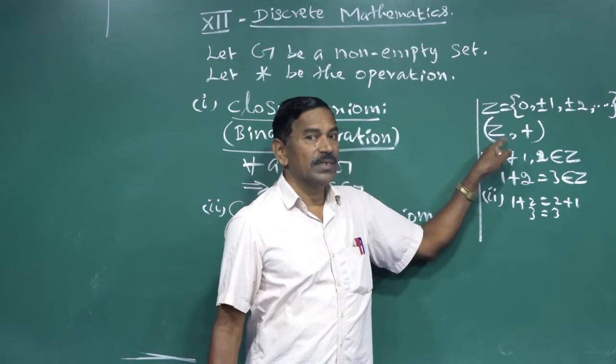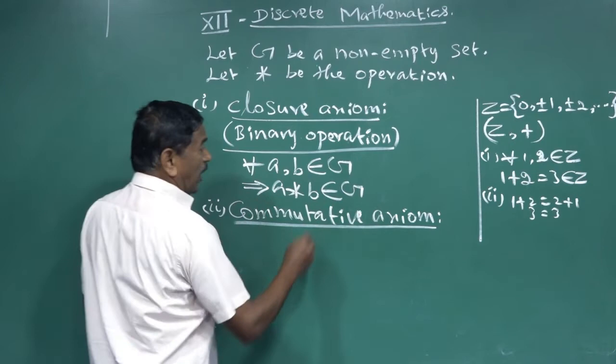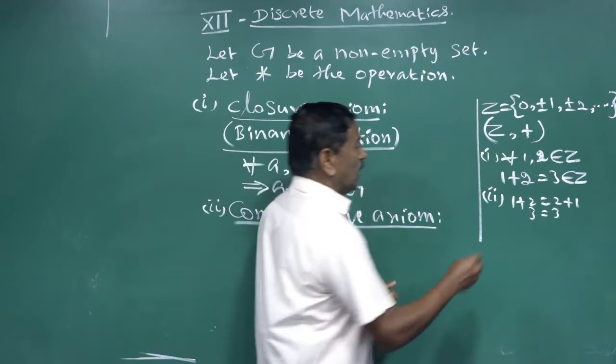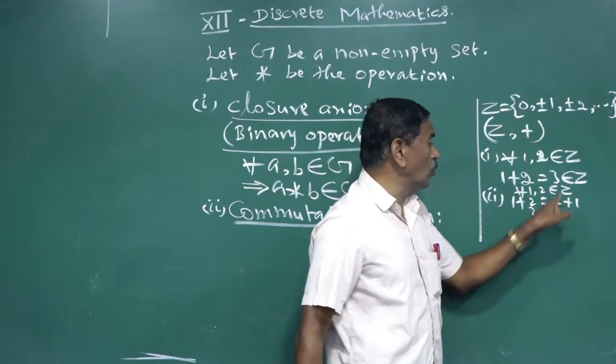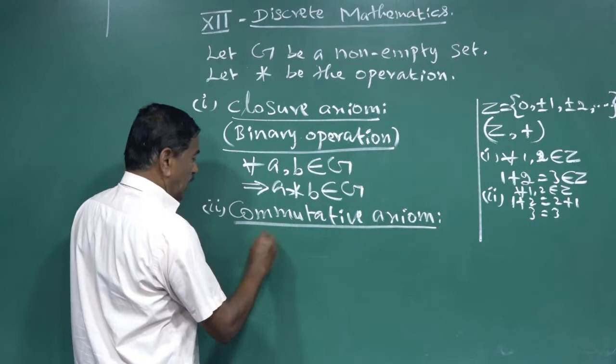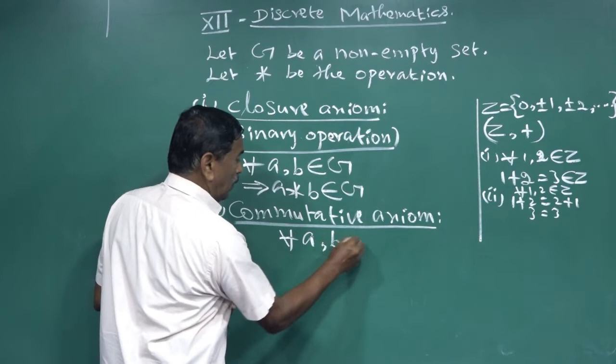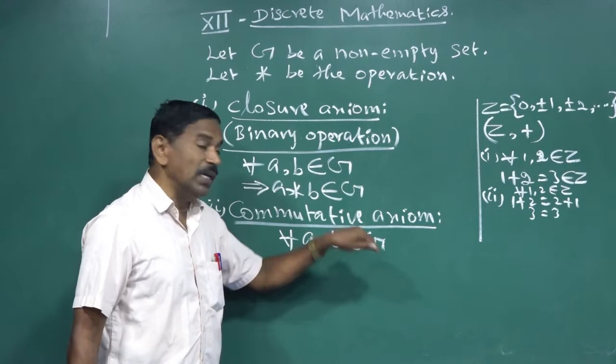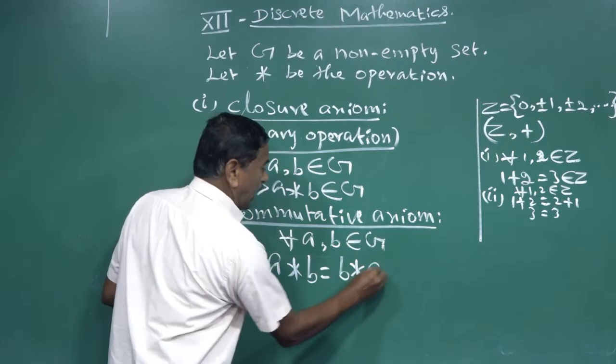Likewise, commutative axiom means I want to select any two elements again. Here also, for every 1, 2 belongs to Z, such that 1 plus 2 equal to 2 plus 1, that is 3 equal to 3, therefore commutativity is true. Likewise, here I want to select any two elements. Listen carefully. For all A comma B belongs to G, such that A star B is equal to B star A.